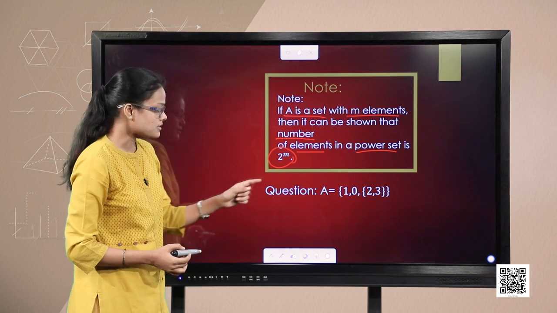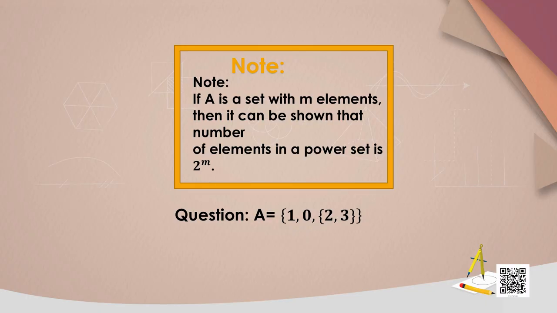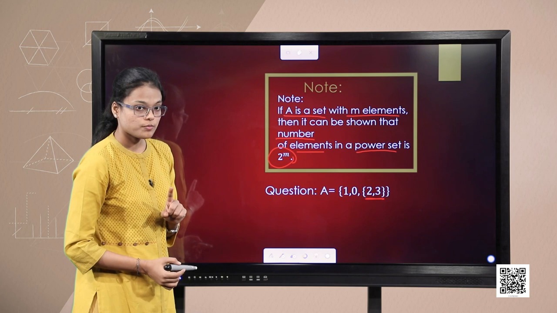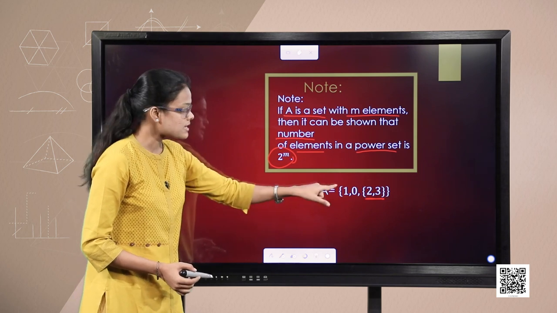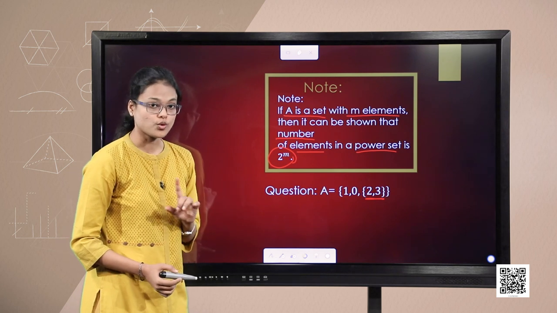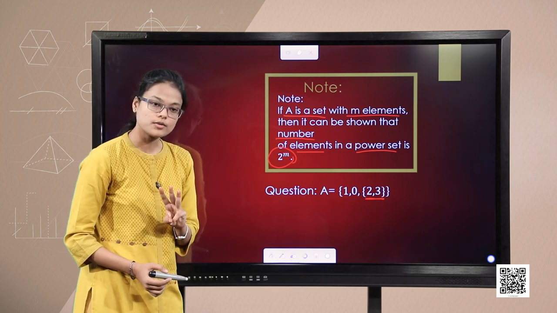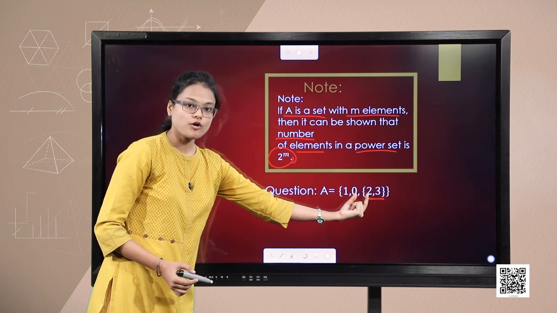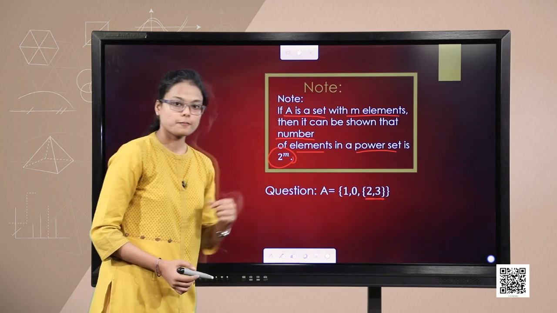So, let us take this question. A is a set consisting of how many elements? 3 elements. Students, notice this set is representing a single element. Do not consider it as 1, 0, 2 and 3. It is not consisting of 4 elements. No, it is consisting of 3 elements: 1, 0, an element in a set form, which is 2 and 3.